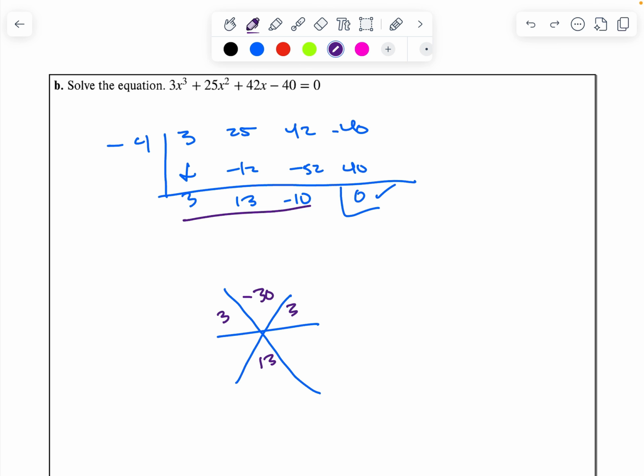6, 10, 5. 2 and 15. So if I had positive 15 and negative 2, those multiply to negative 30. Those also add to 13. I can simplify this fraction over here to 1 over 5. So that would be the factor x plus 5. This one doesn't simplify, so that would just be 3x minus 2.